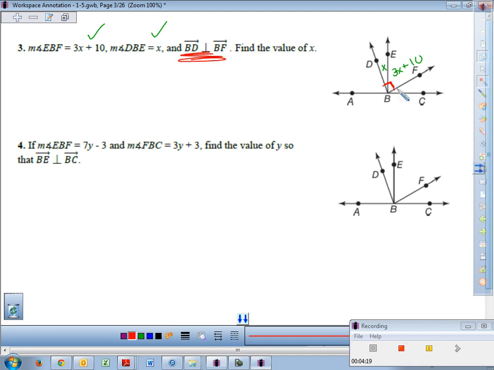Now see if you can set up an equation and solve for x. This is a 90-degree angle right here, correct? Isn't that a 90-degree angle? Highlighting helps us see. So see if you can set up an equation and solve for x.